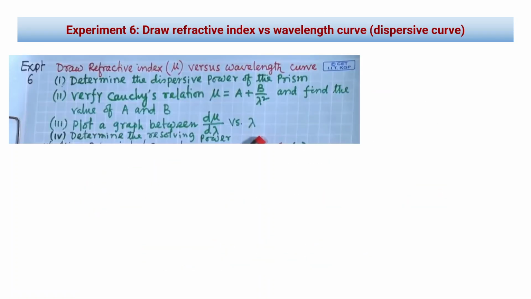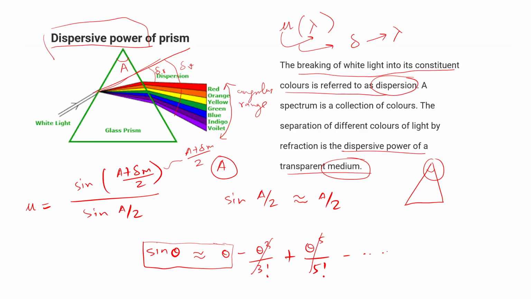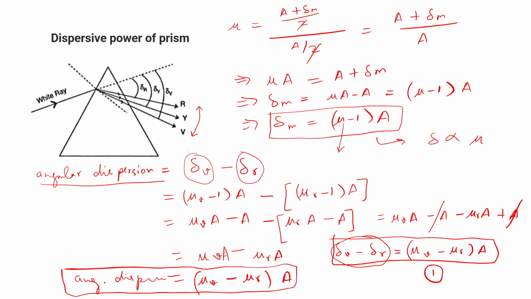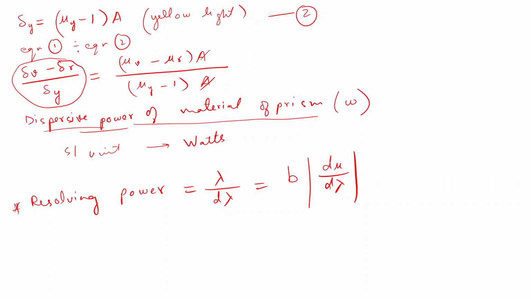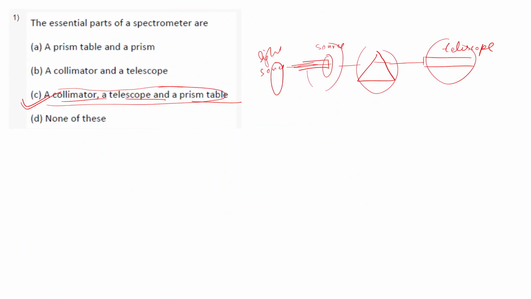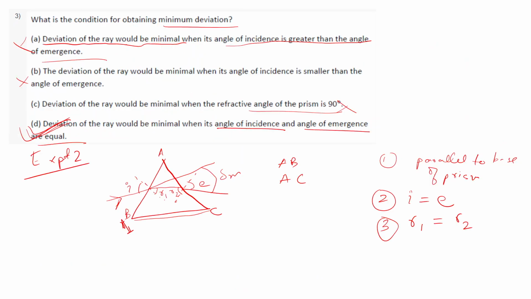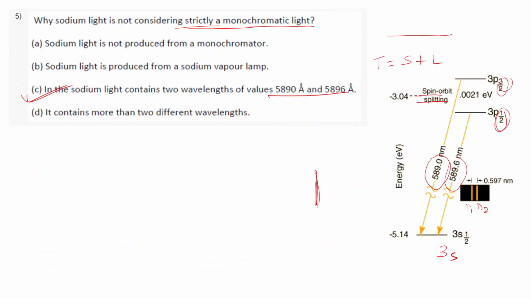So these were the 6 experiments till now that have been discussed using the spectrometer and prism. We have also discussed today the dispersion phenomenon, what we mean by angular dispersion, and the dispersive power of the prism material, how to get the formula using a small derivation, and how the material's refractive index depends on the wavelength. These were the questions that I found relevant for this week.